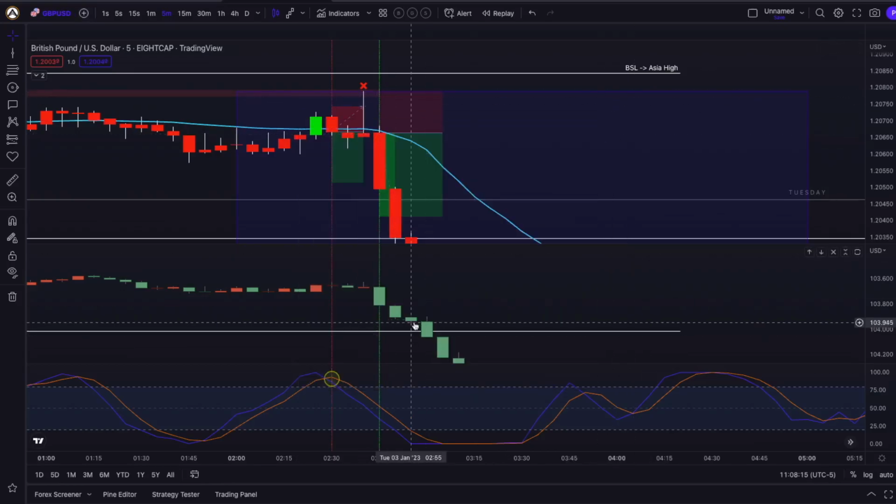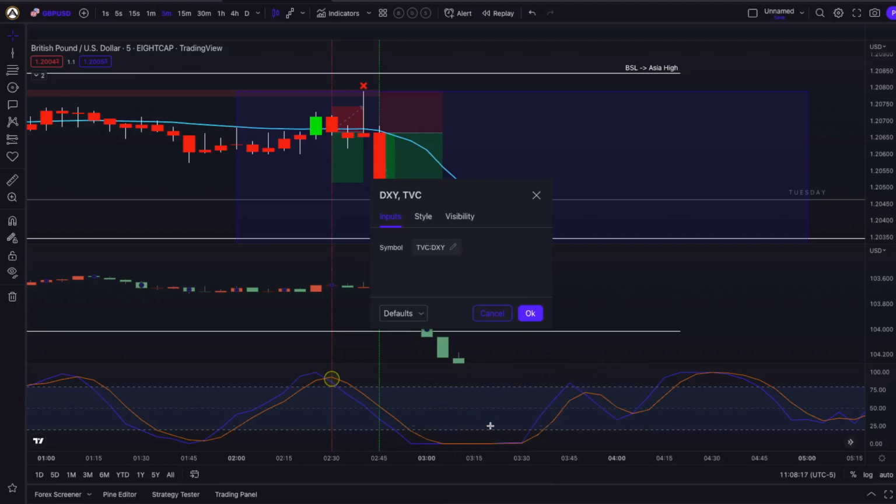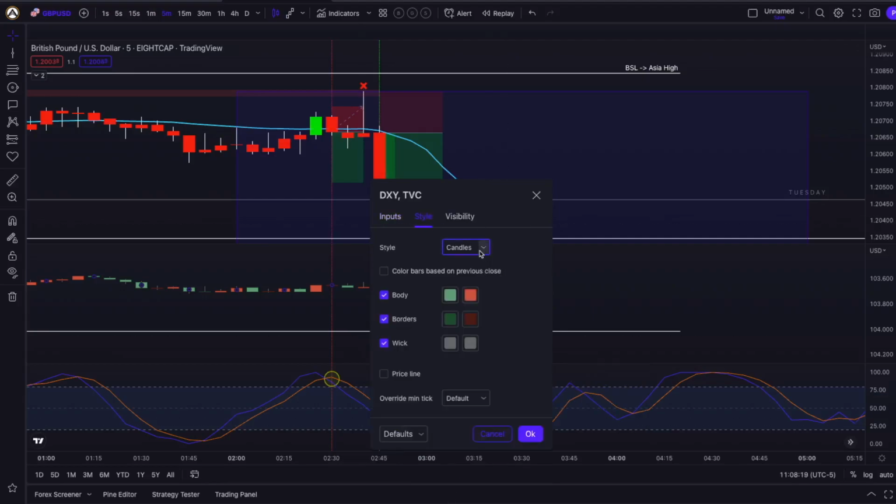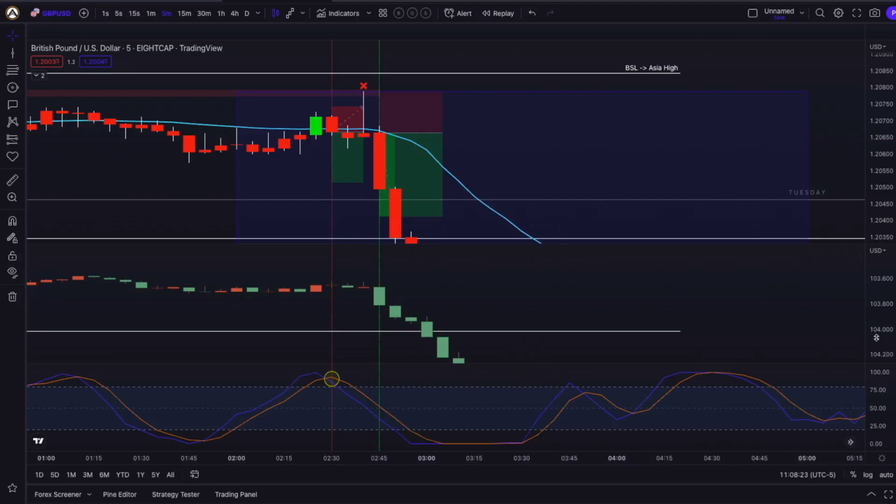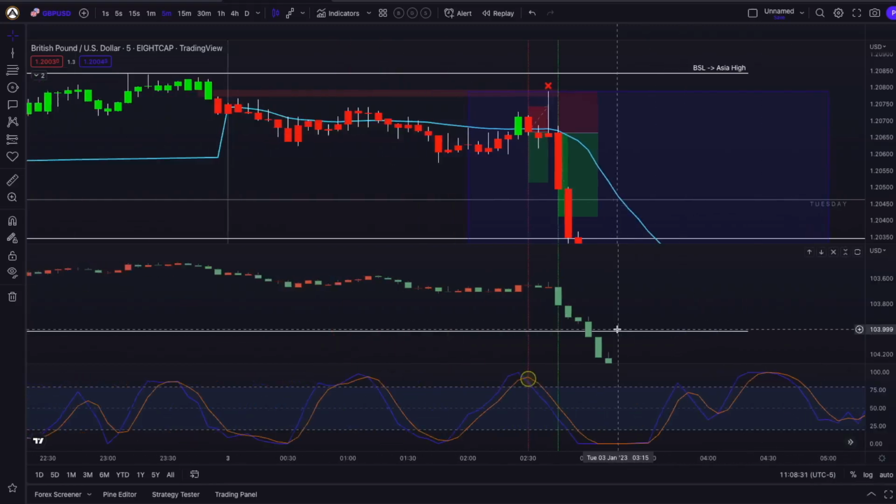Once I added it to a new pane, I go into the settings right here. And in the style section, I'm choosing the style candles. And right here, where your scale usually is, I click on invert scale, so I can simply compare highs with highs and lows with lows. But make sure you don't get confused.